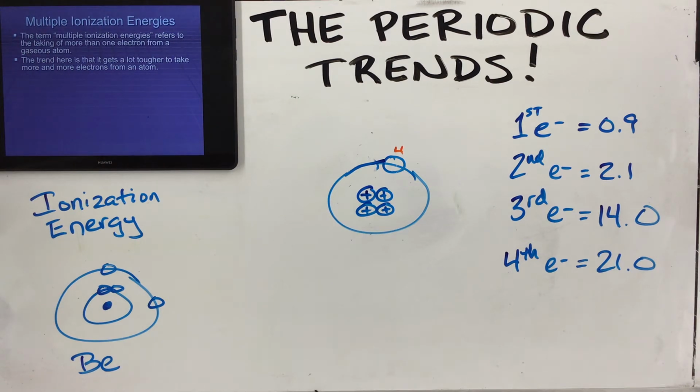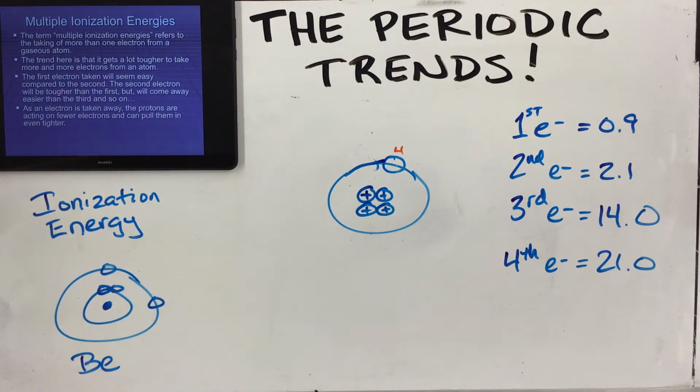All right? So that's how ionization energy works when there's multiple ionization energies. It gets tougher and tougher, and you have to spend more and more energy to continuously take more and more electrons. The price keeps going up as we see here. All right?